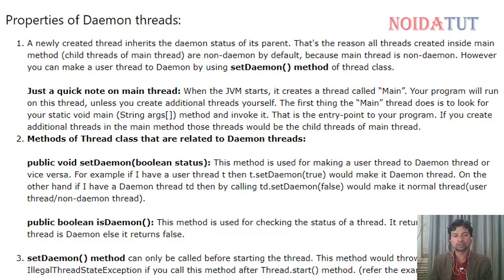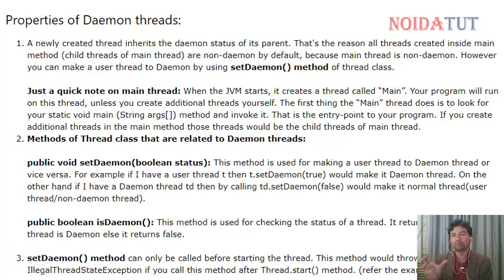Let us have a look at the different properties of daemon thread. A newly created thread inherits the daemon status of its parent. That is the reason all threads created inside the main method, child threads of main thread, are non-daemon by default, because main thread is non-daemon. However, you can make a user thread daemon by using the setDaemon method of the Thread class.